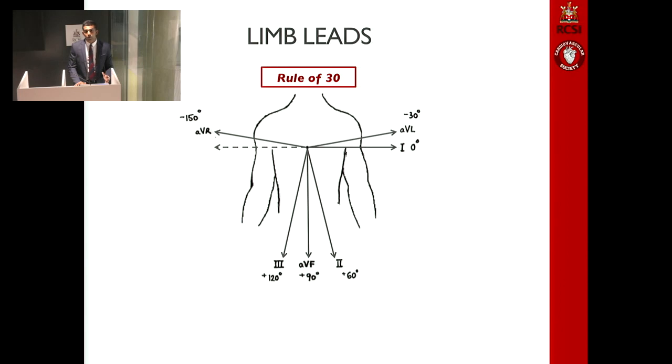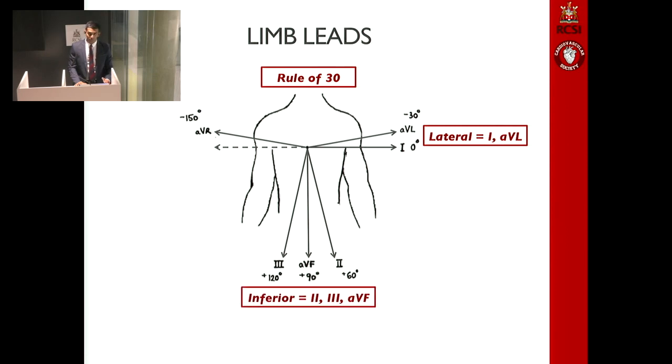We can also group the leads together systematically. Leads 1 and AVL are lateral on patient left and are therefore called the lateral leads. Pointing downwards, 2, 3 and AVF are the inferior leads.